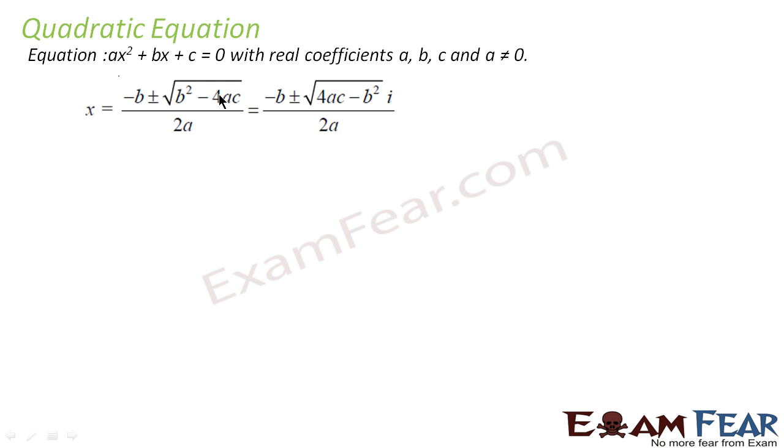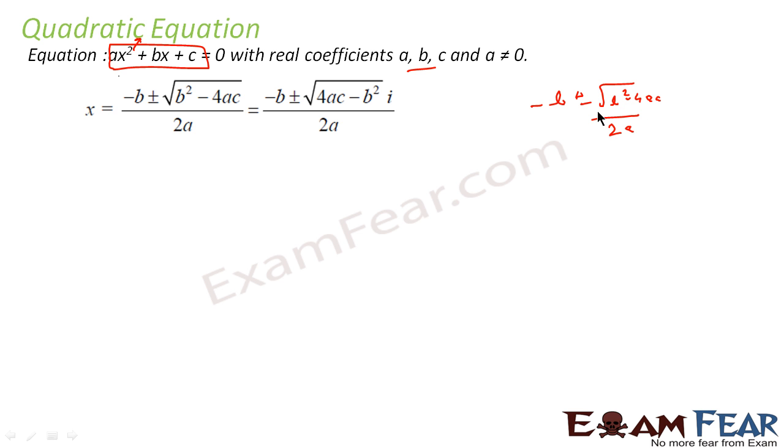Understand the quadratic equation. A quadratic equation is ax square plus bx plus c. We know the maximum power is 2, with real coefficients a, b and c, and a is not equal to 0, because if a is equal to 0, the x square term becomes 0, but we want the highest power to be x square. Here the solution is x is equal to minus b plus minus root b square minus 4ac by 2a.